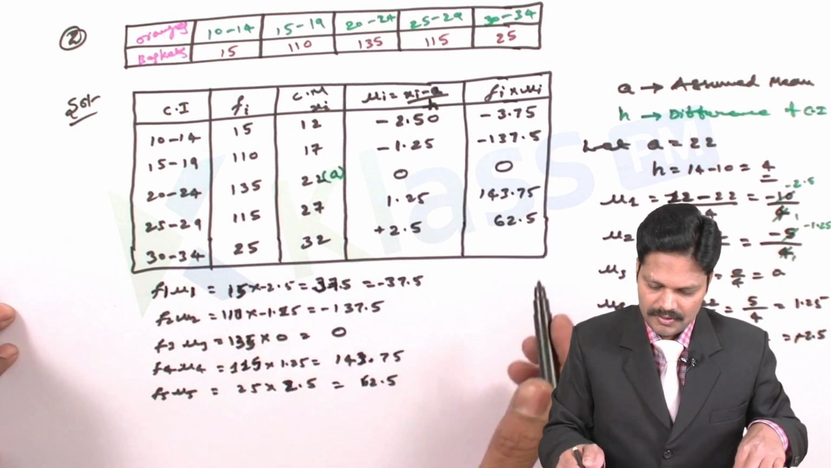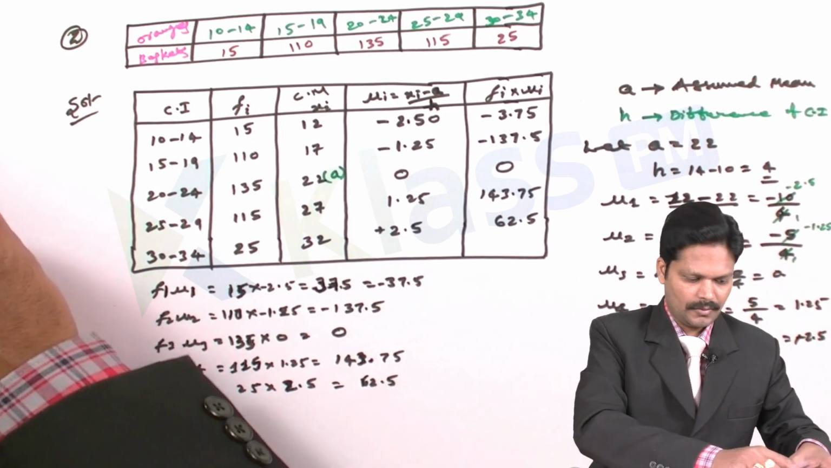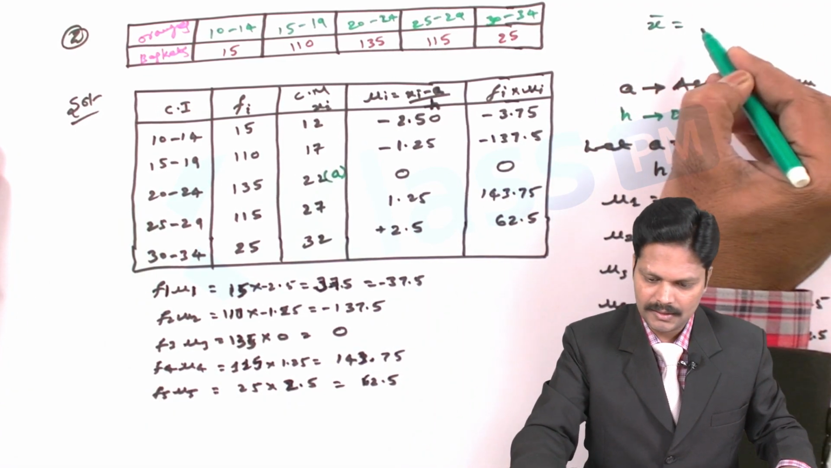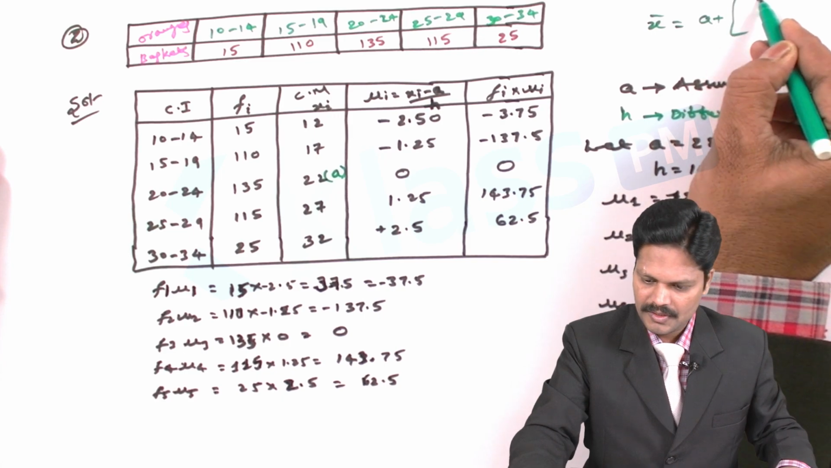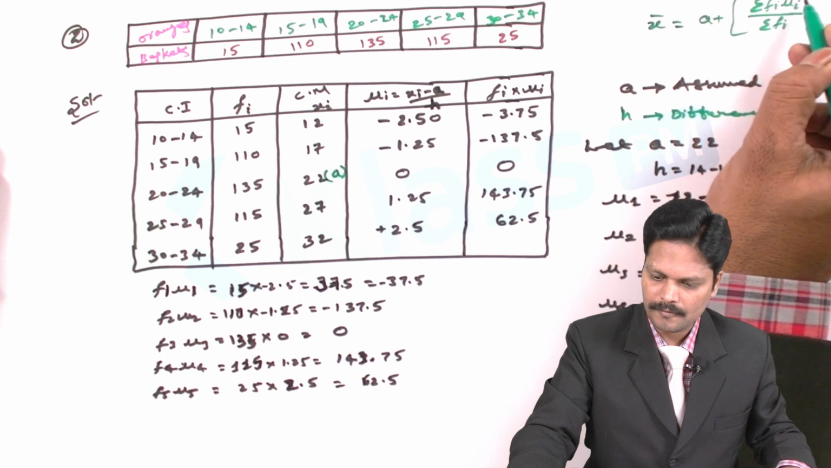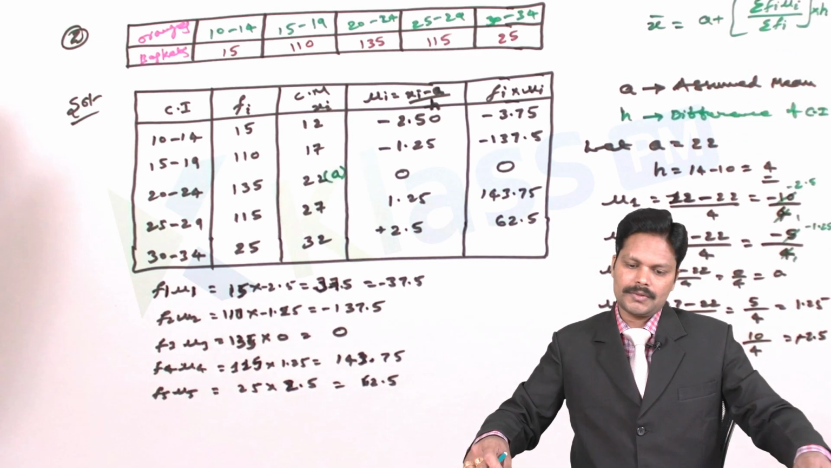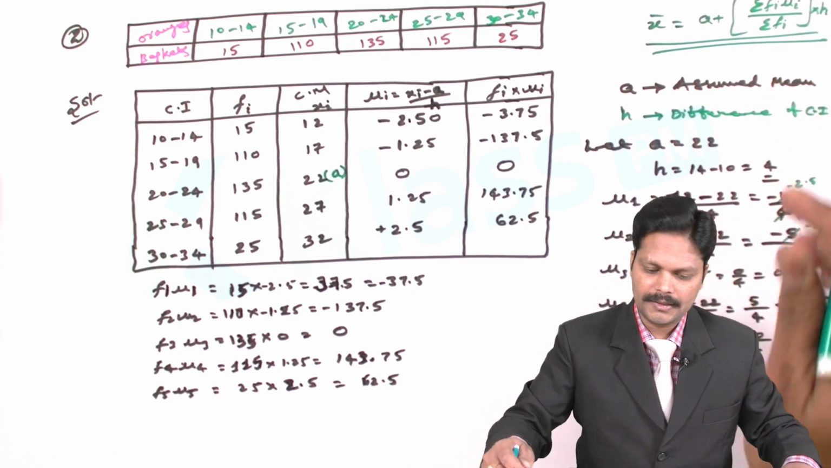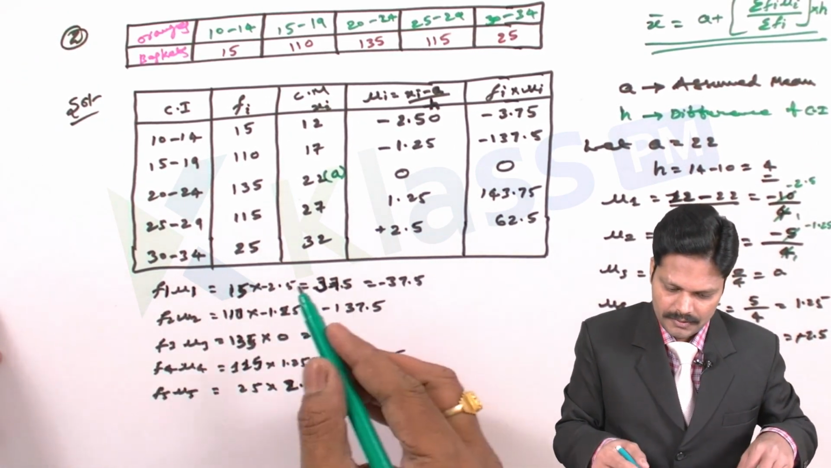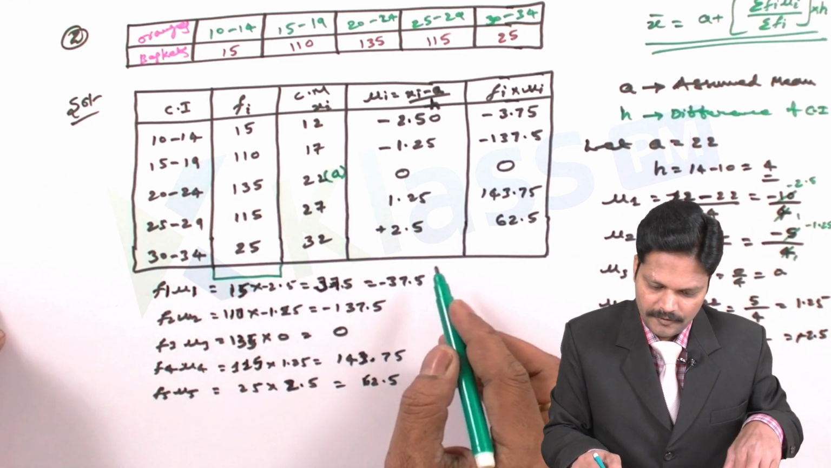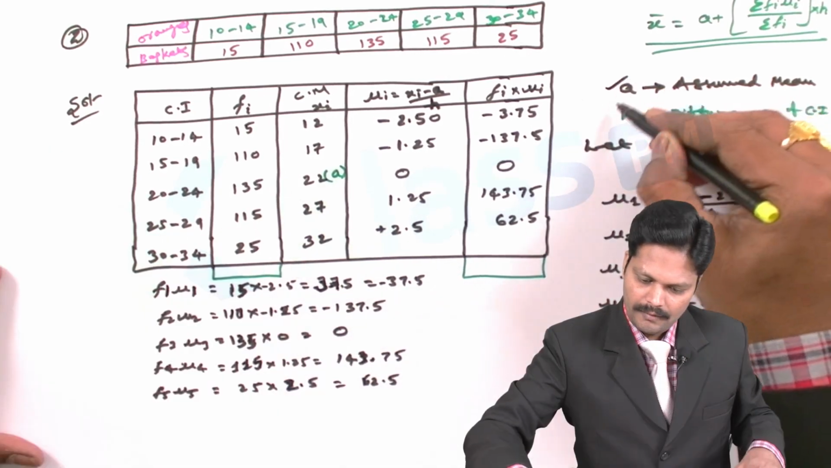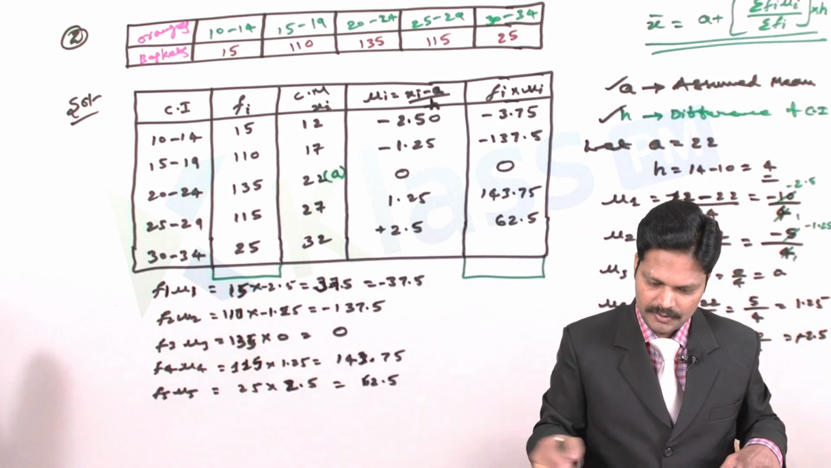So after getting these values we need to use the formula. So I'm here giving the step deviation method. Mean formula is nothing but a plus summation fi ui by summation fi into h. So this is the formula we need to find the step deviation method. So we need to substitute the values, means we need to get the sum of these fi's and sum of these values. Already we are having the a value and h value, already we assumed here.